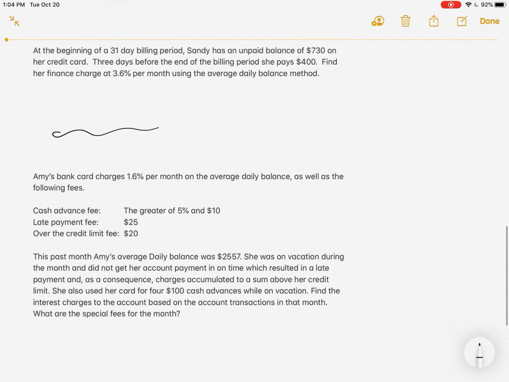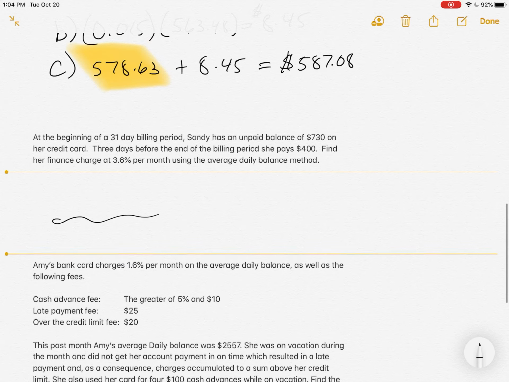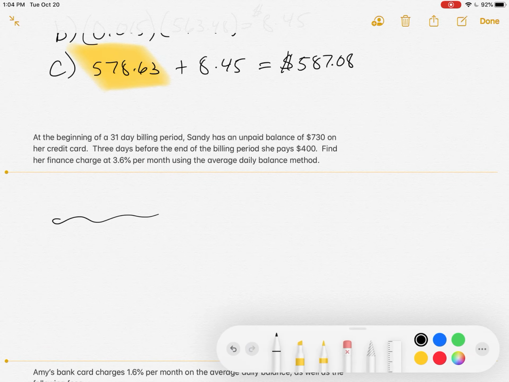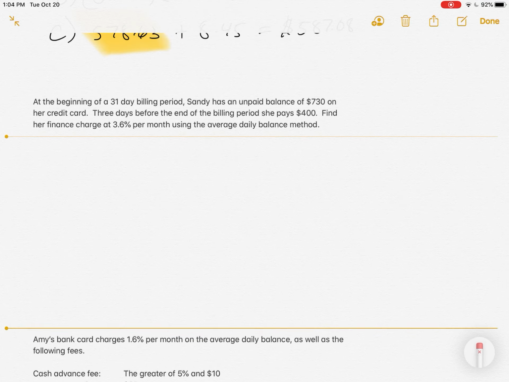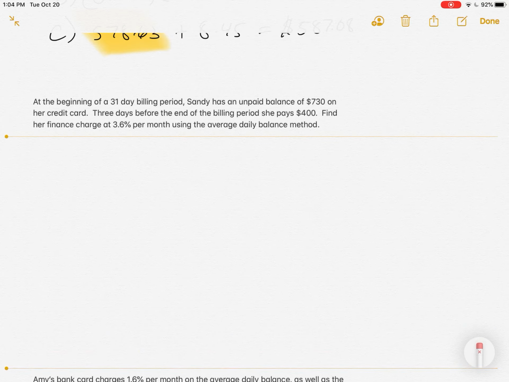Then we have a couple of other problems that I thought would be helpful to look at. In this next one, at the beginning of a 31-day billing period, Sandy has an unpaid balance of $730 on her credit card. 3 days before the end of her billing cycle, she pays $400. Find her finance charge at 3.6% per month, right? That 3.6 times 12, that's a 43% annual percentage rate. That's crazy. But it happens to be the situation that she's in.